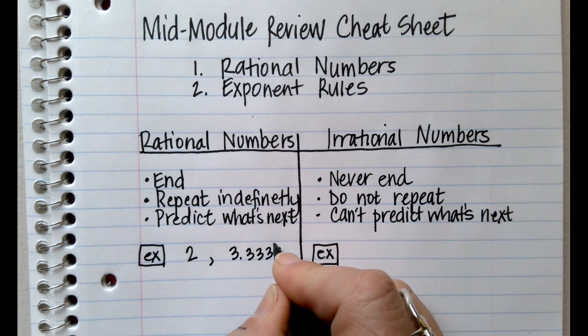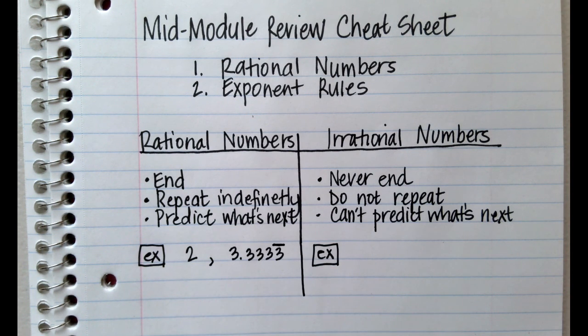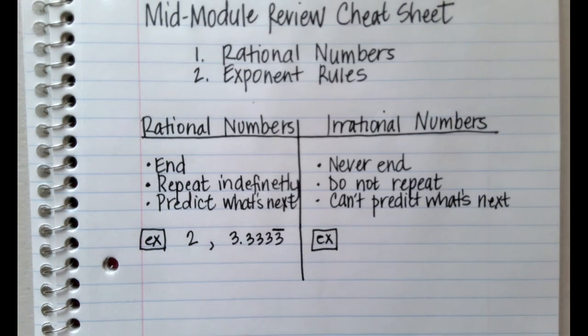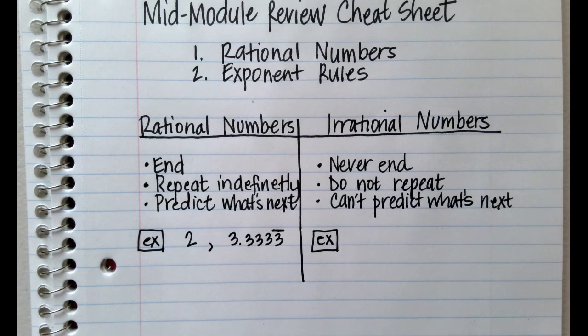Another example might be 3.3333 with that fun repeater bar up there, right? What's it going to do next? 3. And after that, 3. And after that, 3, right? That's just going to keep going. I know what it's going to do next. Even though it never ends, I know what's happening next.